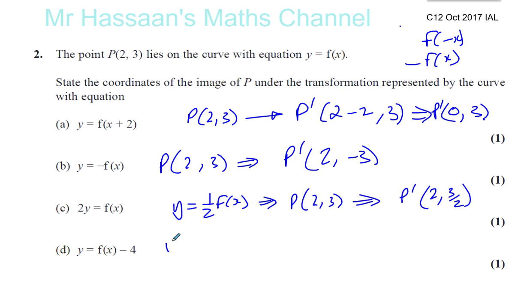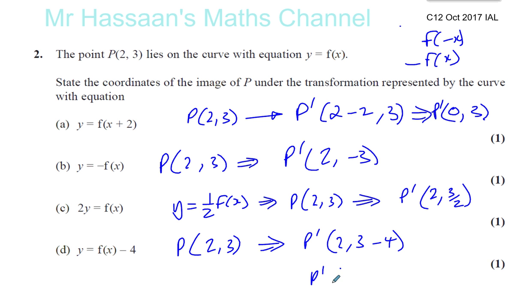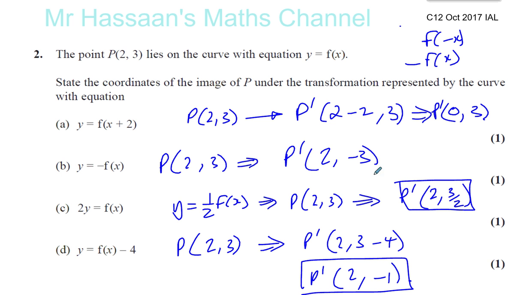And here you've got y is equal to f(x) minus 4, which is okay the way it's written. Here you've got to take away 4 from the y coordinate. P(2, 3) becomes P dash, which is going to be (2, 3 minus 4). You take away 4 from the y coordinate, so you end up with (2, minus 1). So there are your answers: (2, minus 1), (2, 1.5), (2, negative 3), and (0, 3). Those are your 4 answers for this question.